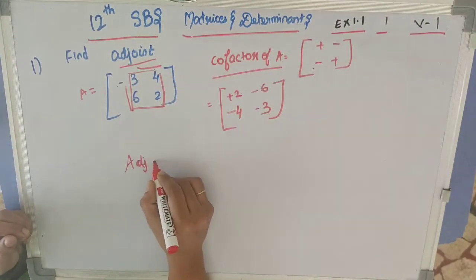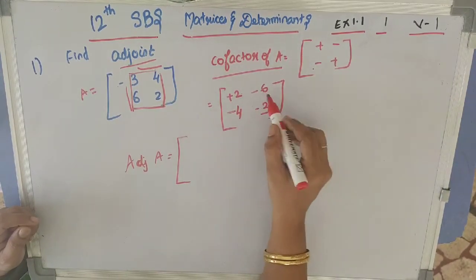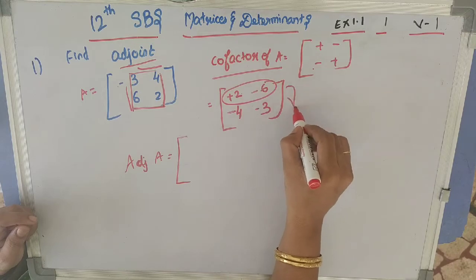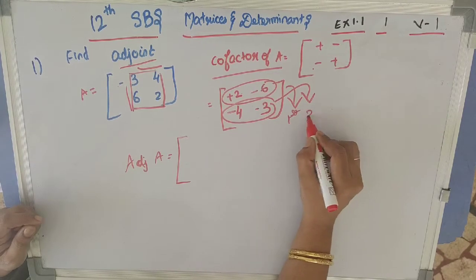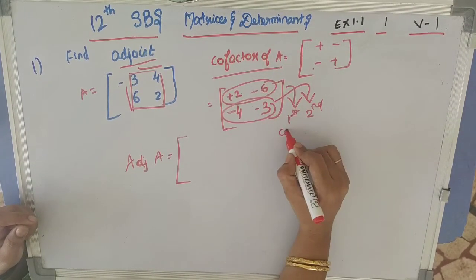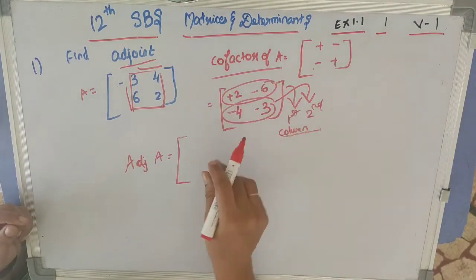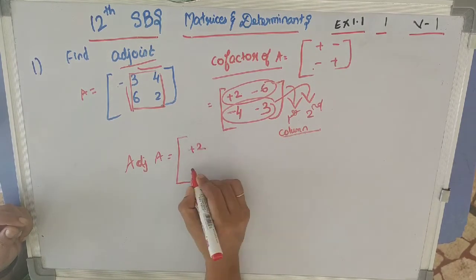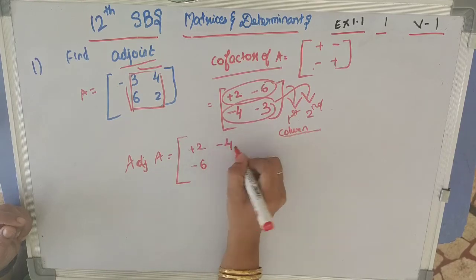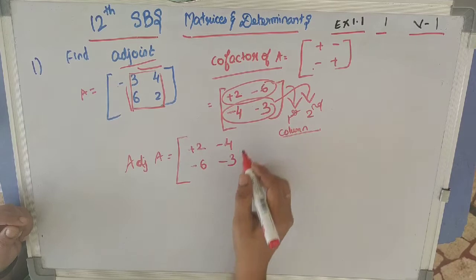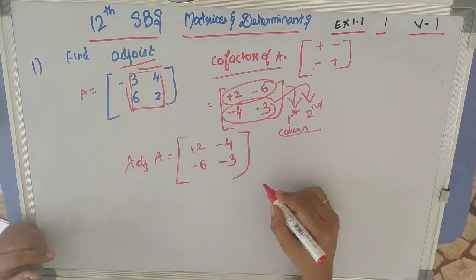But we have to find adjoint A, right? How can we find that? Yes, we have to change row 1 into column 1 and row 2 into column 2. What is row 1? Row 1 is plus 2, minus 6. I am going to make it column 1. That is plus 2, minus 6 as column 1. Then I make row 2 into column 2, that is minus 4, minus 3. This is the adjoint A. Clear? Do you understand?